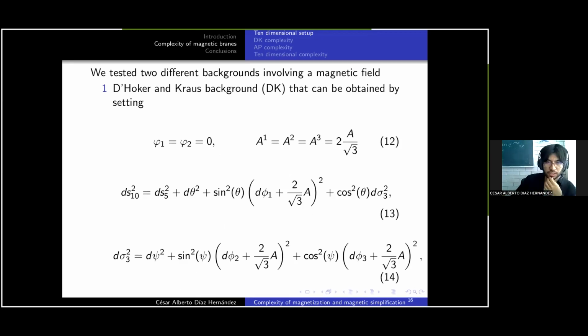So we wanted to test different backgrounds involving a magnetic field. The first one is one of the most basic backgrounds that include one, being the D'Hoker and Kraus background. This is obtained by setting our scalar fields to 0 and setting all of our gauge fields to this quantity relating to only one gauge field. If we do this, our line element is simplified like this.